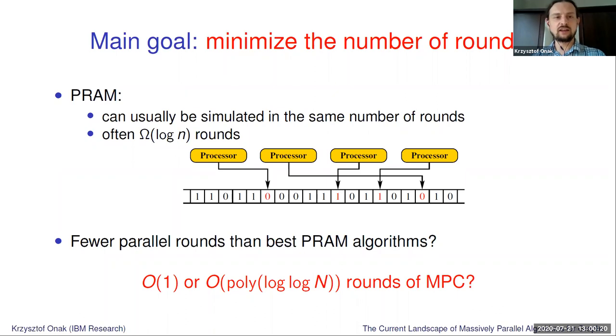And let me just briefly mention that when it comes to more classic types of parallelism, like PRAM algorithms, which I'm not going to define right now, or distributed algorithms and models like LOCAL or CONGEST or similar models, then usually they can be simulated in MPC, even with sublinear space, with the same number of rounds, right? And the thing is that often those algorithms require at least a logarithmic number of rounds.